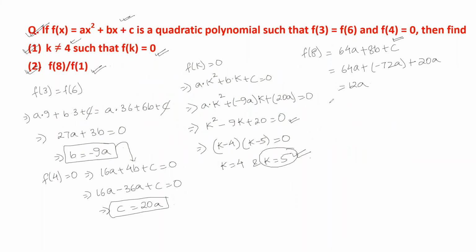In a similar way, we can find f(1), which would be a plus b plus c. Again, if we use the values of b and c in terms of a, this would be a minus 9a plus 20a. So again, if we simplify this, this would be 12a. Now, we can observe that the value of f(8) and the value of f(1) is the same, and this is 12a. So this ratio, that is f(8)/f(1), would be simply 1.